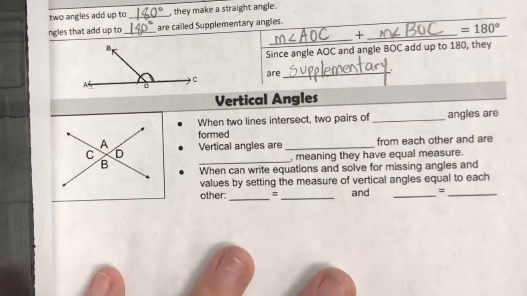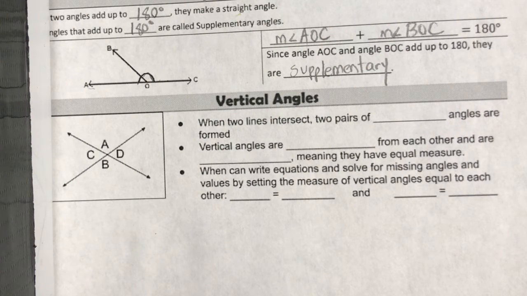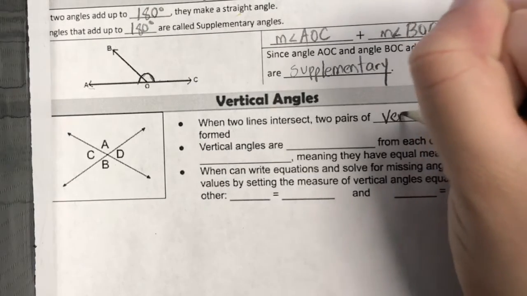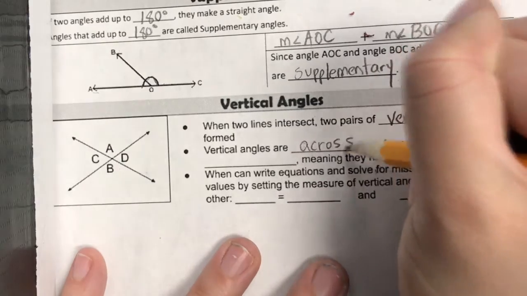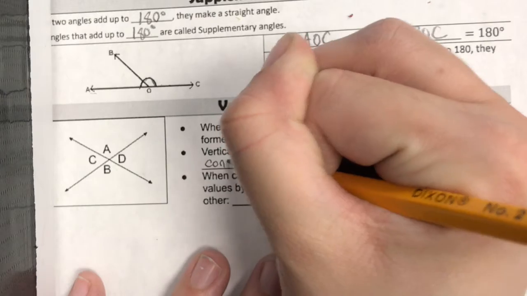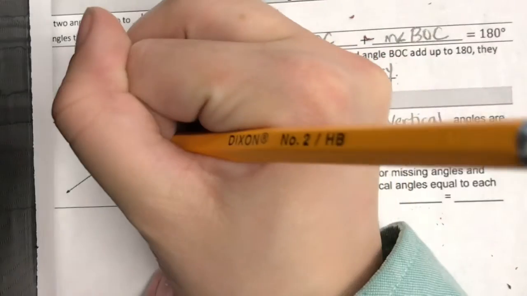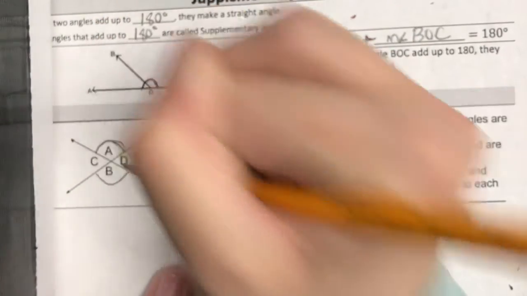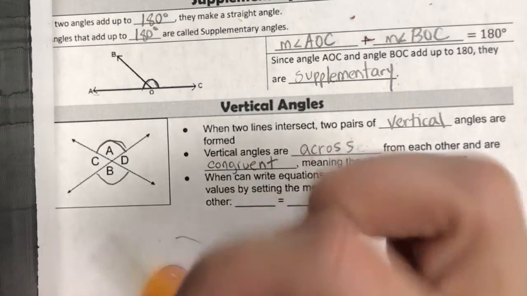And then lastly, we're going to look at vertical angles, which are a little bit different. So for vertical angles, we're told that when two lines intersect, two pairs of vertical angles are formed. Vertical angles are across from each other and are congruent, meaning they have equal measure. So let's pick our pair of vertical angles in our picture. A and B are vertical angles. They're across from each other, formed by the intersection of the two lines.